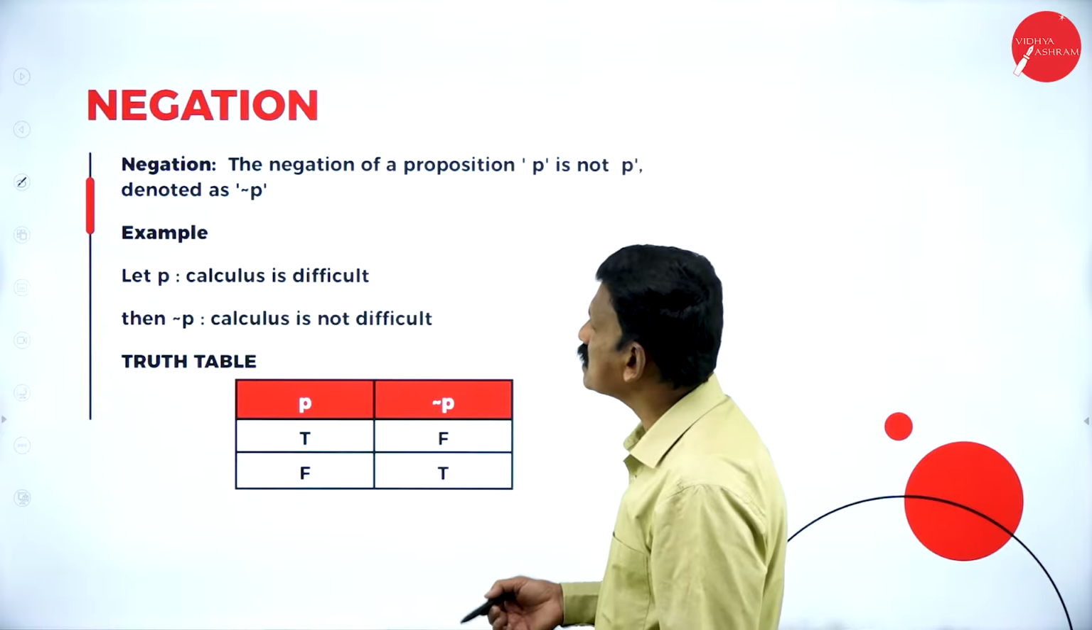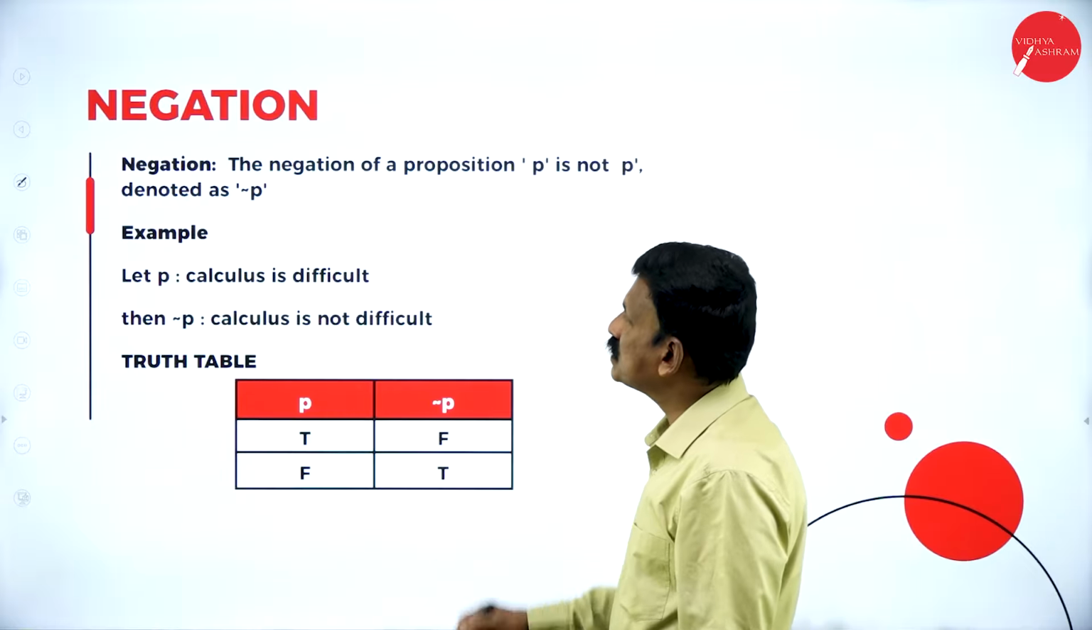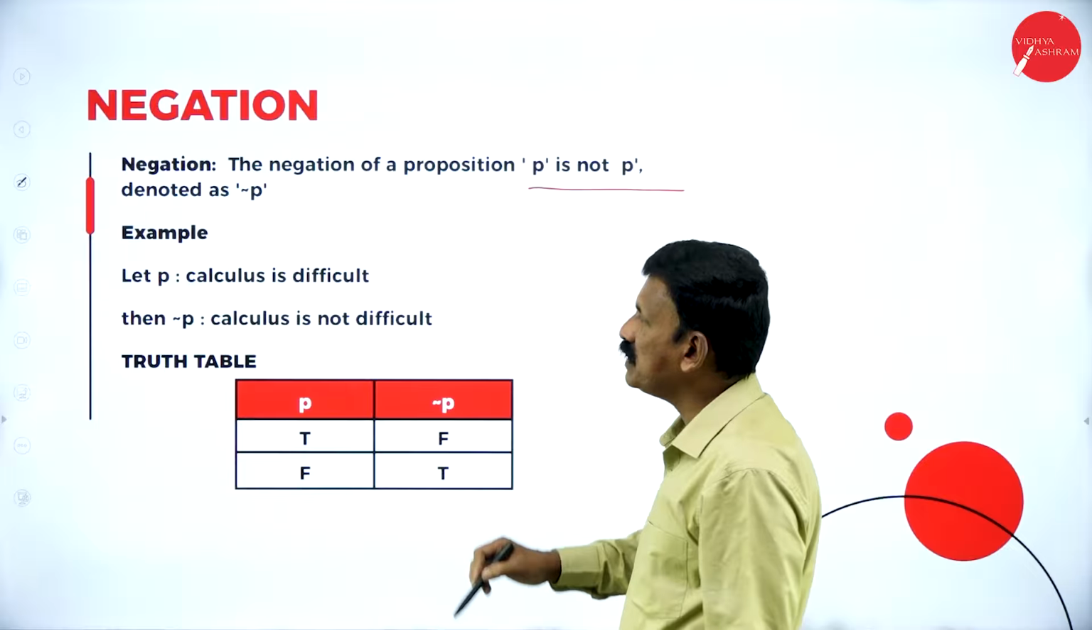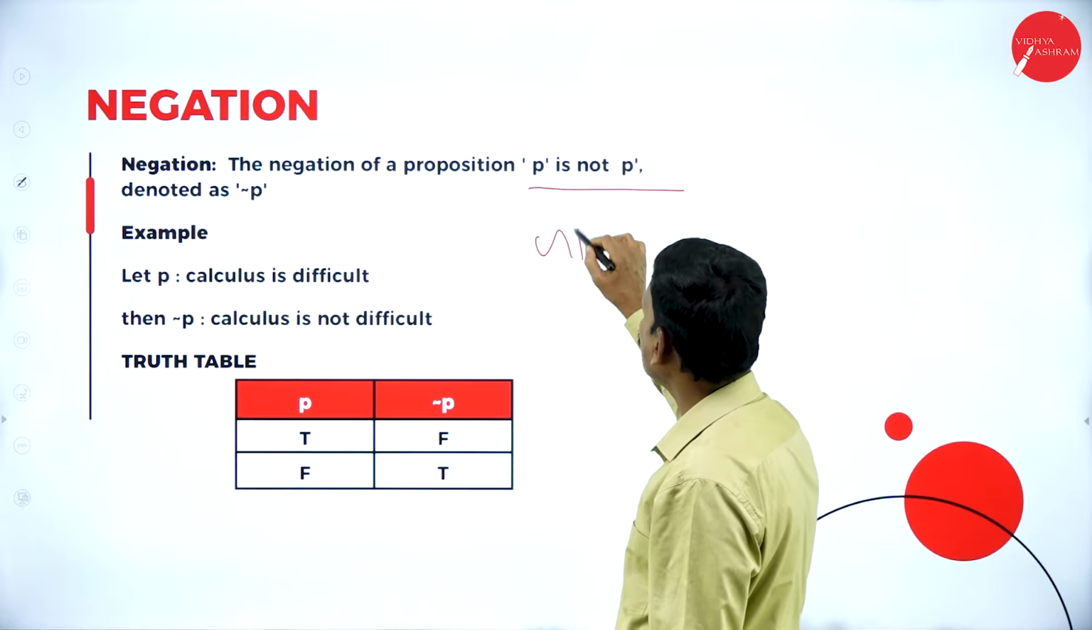Next connective, that is the negation. Negation is very important. The negation of a proposition P is not P, and it is denoted like this: not P.